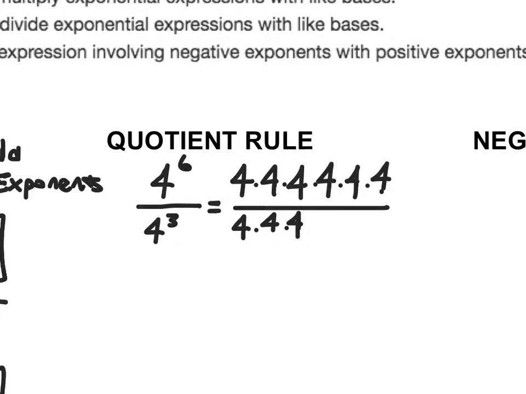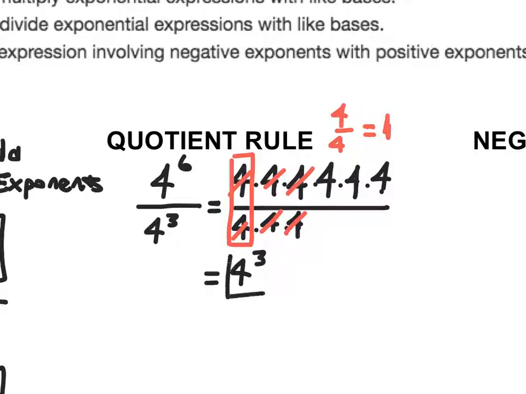If I look at each of these parts, 4 divided by 4, 4 over 4 is equal to 1. If I do that for all of these, 4 divided by 4 divides out to 1, 4 divided by 4 divides out to 1. And so what you're left with is 4 times itself 3 times, which is going to give you 4 to the 3rd power. And that's my answer.